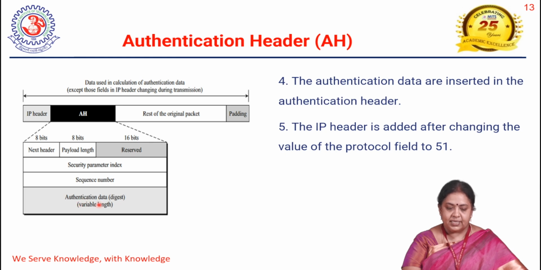So after placing this one, in the IP header, there is a field called the protocol field. That field will be changed to 51. What is meant is that this packet has been protected by IP AH, that is, the authentication header, and authentication data is included in the packet. That will be intimated by making the protocol field 51. Clear? That is called the authentication header.